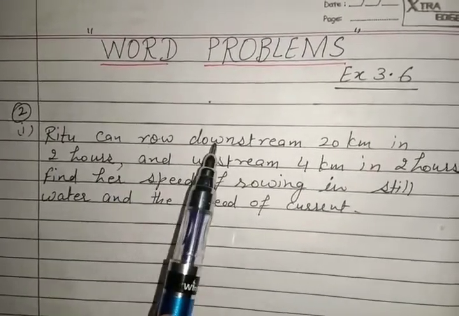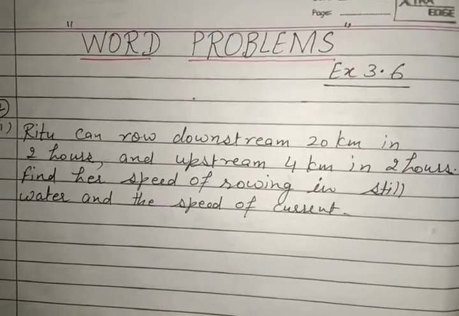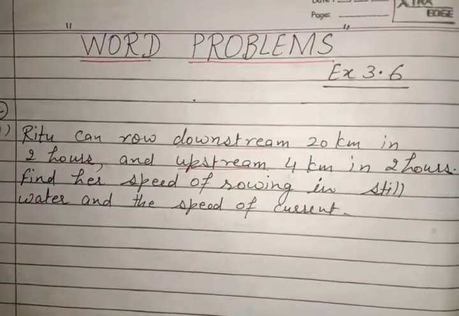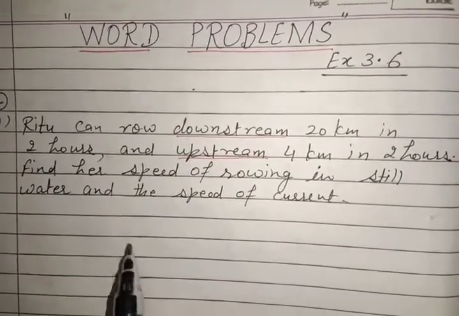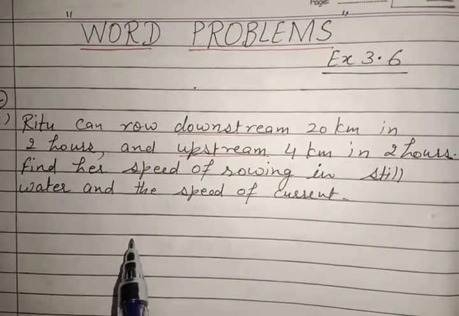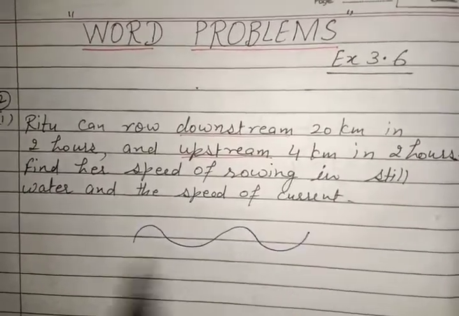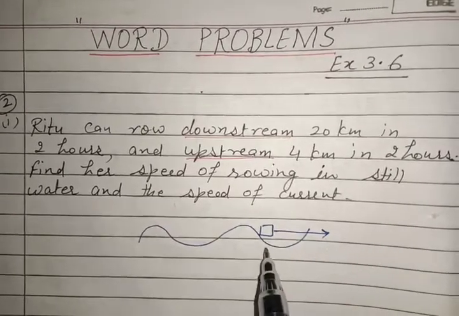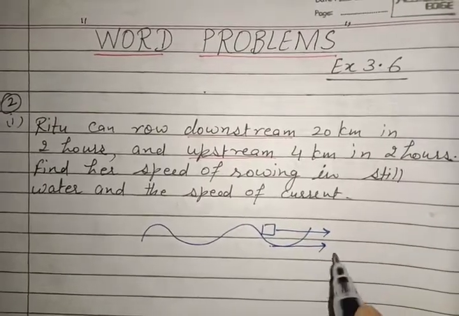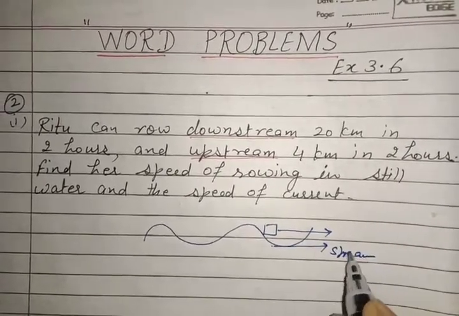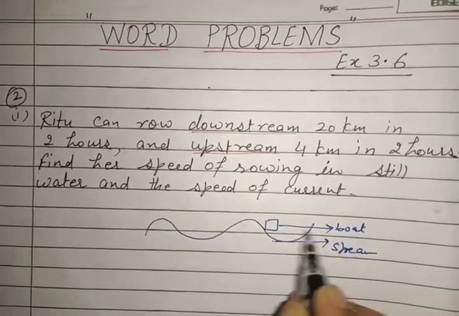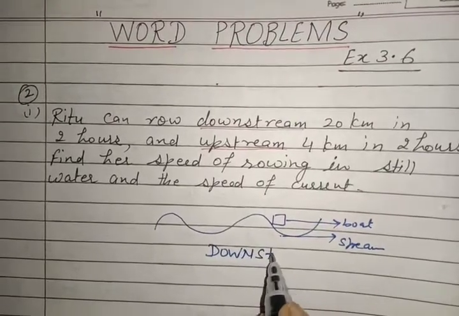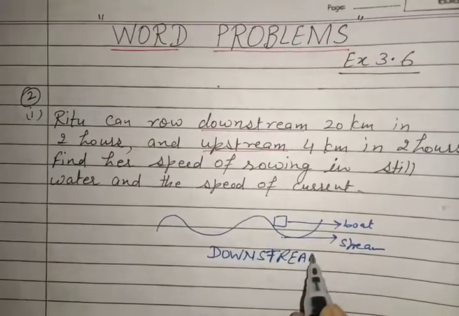Ritu can row downstream. So this question relates to downstream and upstream. Generally students find it difficult, so I am going to tell you the concept first of all. Suppose this is the stream and this is the boat. If the boat is going in this direction and the stream is also going in this direction, and both are going in the same direction, then this is the case of downstream.